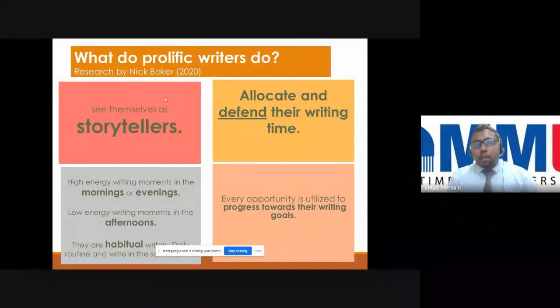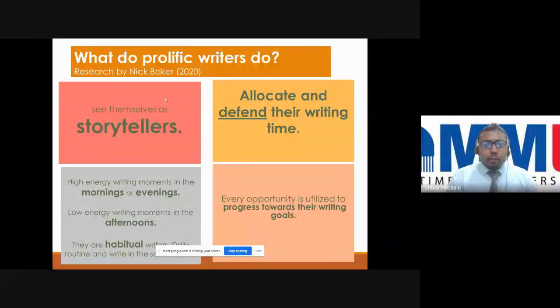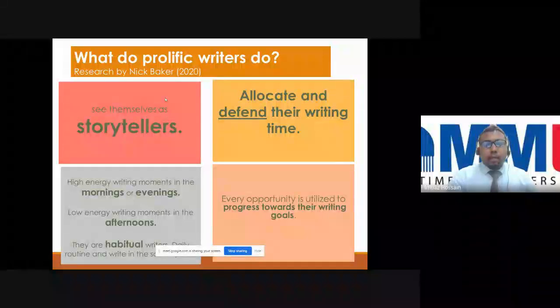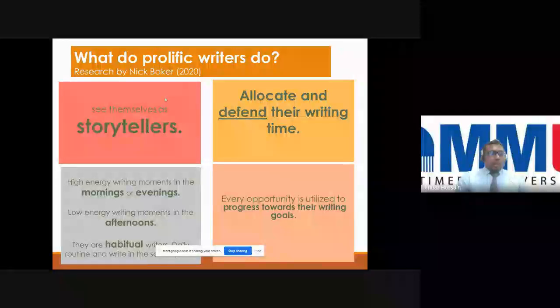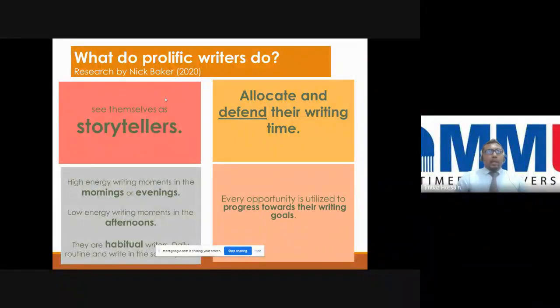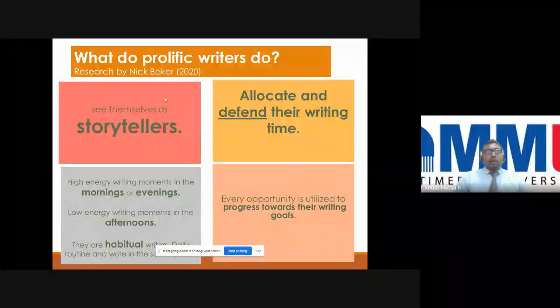What do prolific researchers do? He suggested one of the references, Nick Becker 2020. From this source, he told that every prolific researcher actually sees themselves as a storyteller. So it's a good way, if you can write your articles or thesis in a story building strategy.